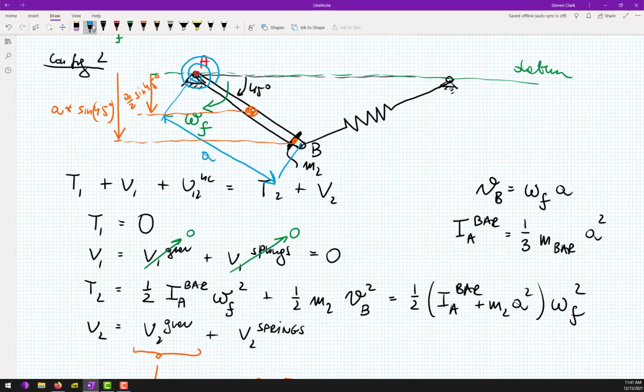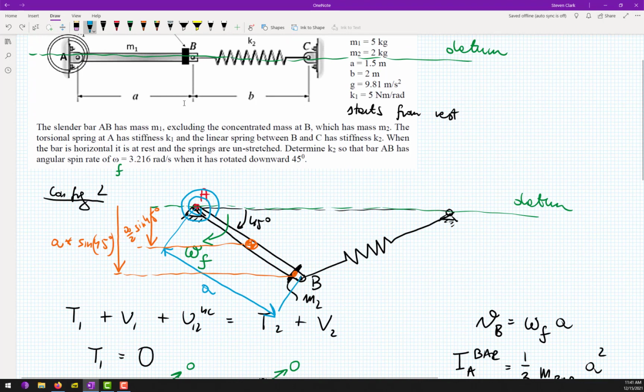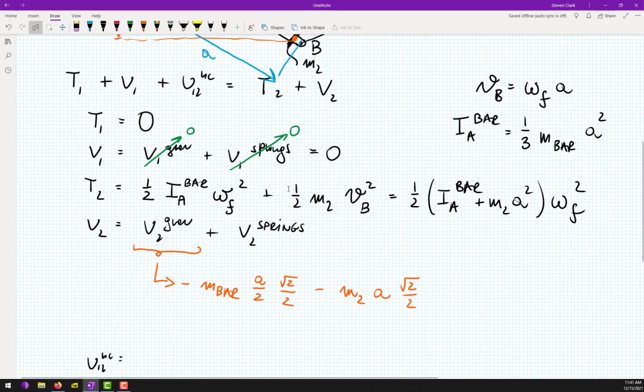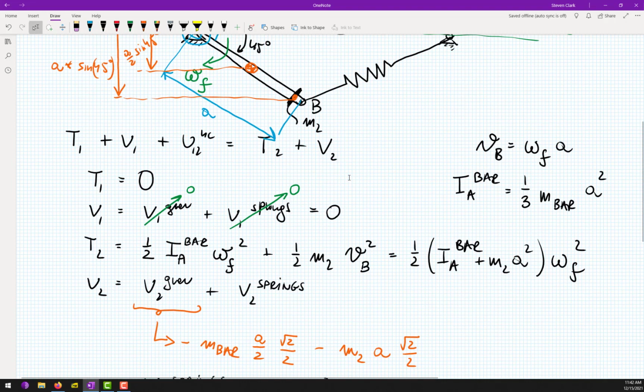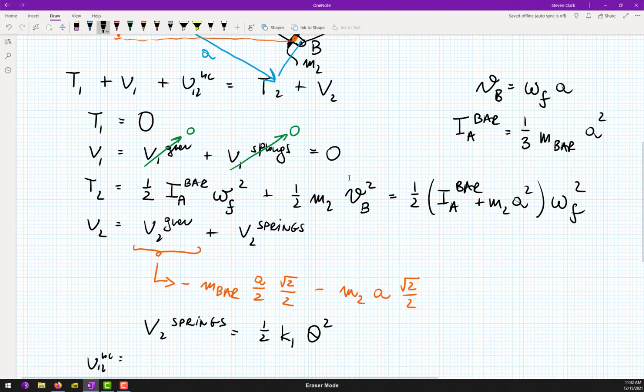Okay, so what is the energy accumulated in that blue spring that just appeared in our drawing? I think it had K1, spring constant. It will be 1/2 K1, and what's the theta squared? What's theta? 45 degrees. And in radians, 45 is pi over 4, I believe. Yes, pi over 4.